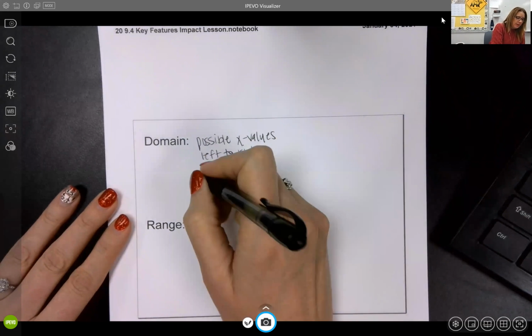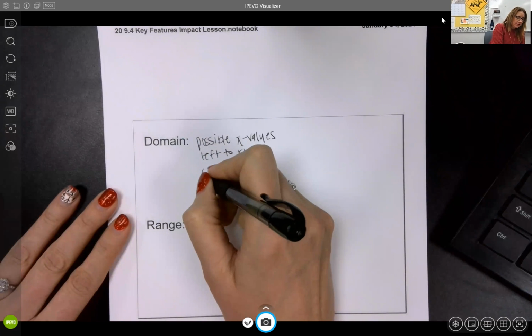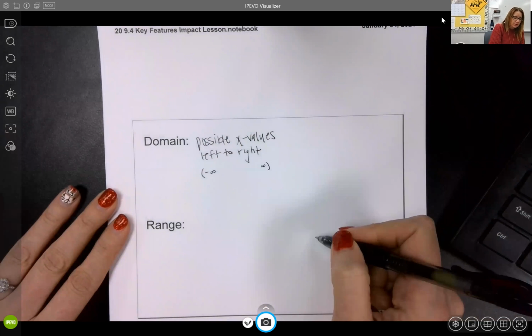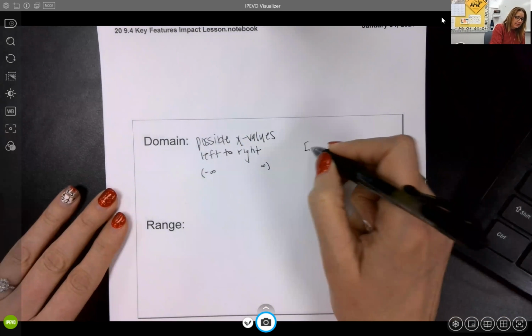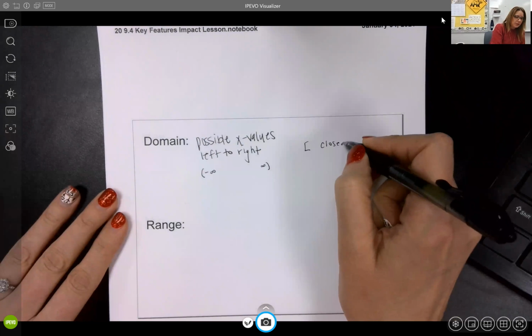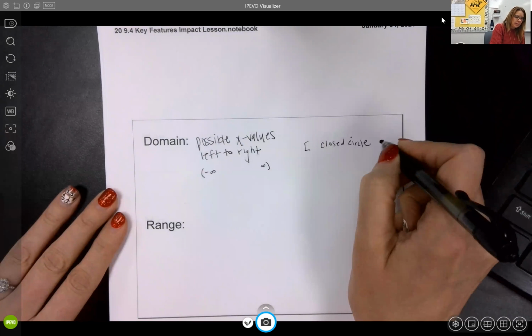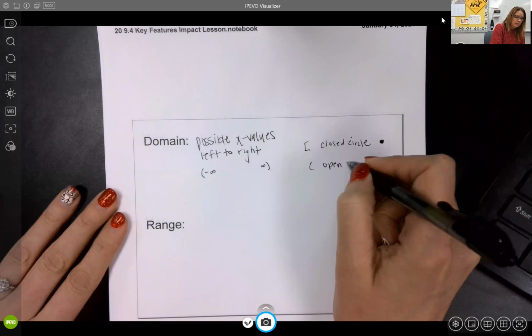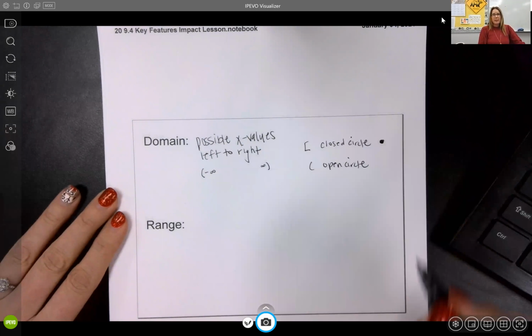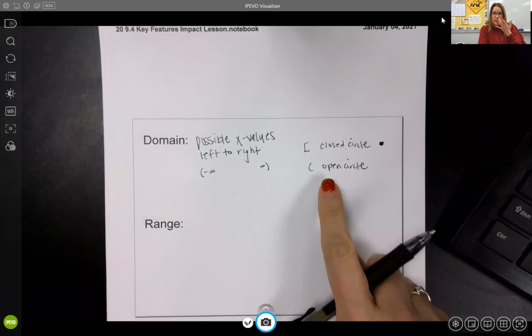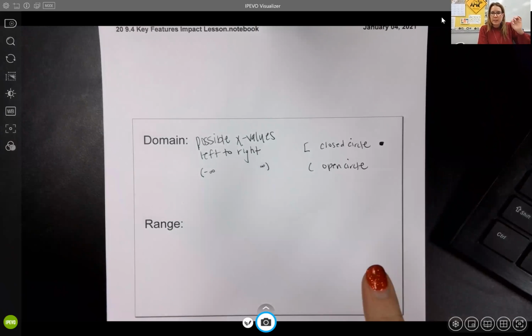And then remember, if I use a parenthesis, that's going to be at a negative infinity or a positive infinity. And if I use a bracket, that's going to represent a closed circle. Okay, and a parenthesis is an open circle. So if I have a value that's excluded in the domain, I would have to do an open circle. And we'll do that more in the next section.